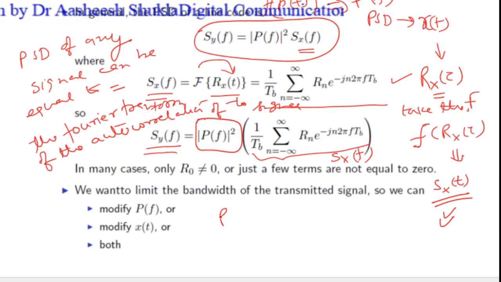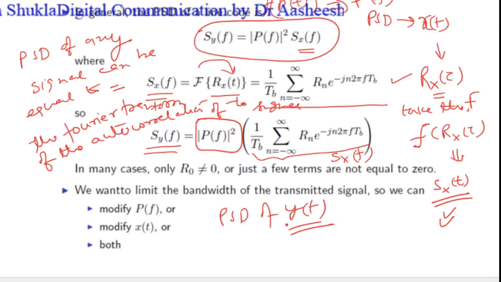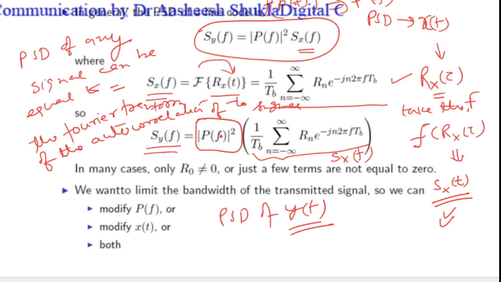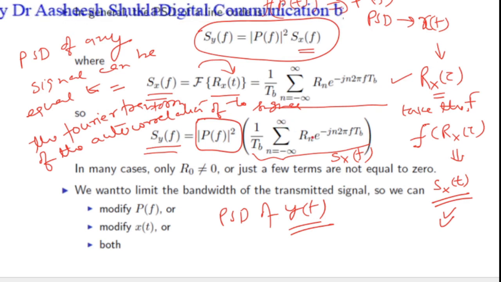SY(f) is the power spectral density of yt, and yt is nothing but our line code. So the power spectral density of yt is SY(f) = |P(f)|² in bracket 1/Tb summation of n equal to minus infinity to infinity Rn e^(-jn2πfTb). Right? So this is the concept of how we can find out the power spectral density of any line code. Now we have to see how we are achieving all these results.